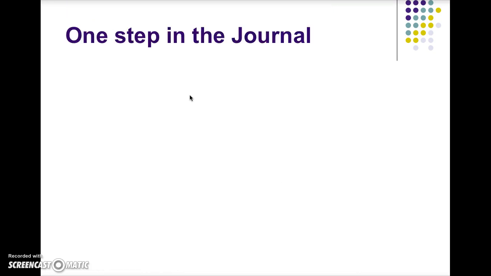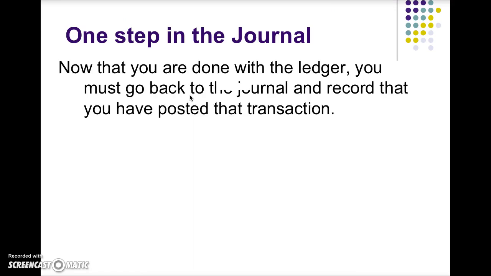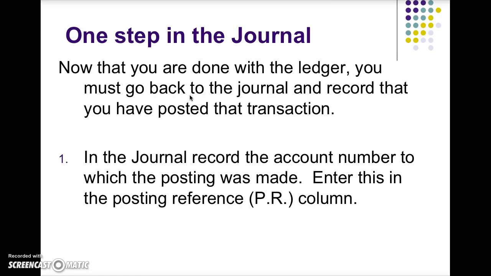There's also one step that's really important that happens back in the journal. So now that we've done everything that needs to be done in the ledger, we go back to the journal and record that we have posted the transaction. So in the journal, you go to the PR number and put the account number that was in the ledger.